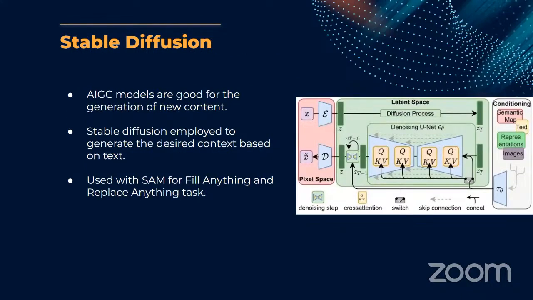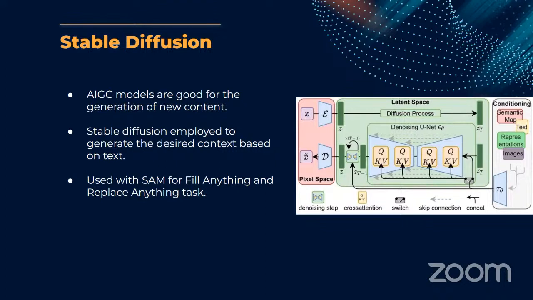The use of AIGC models, otherwise known as AI-generated content models, attempts to address the issues that image inpainters have with generating new content. For this task, Inpaint Anything has chosen to use Stable Diffusion. This allows for the use of user-inputted text, giving the user control over the output and enabling the generation of new content. This is used with SAM for the Fill Anything and Replace Anything tasks.